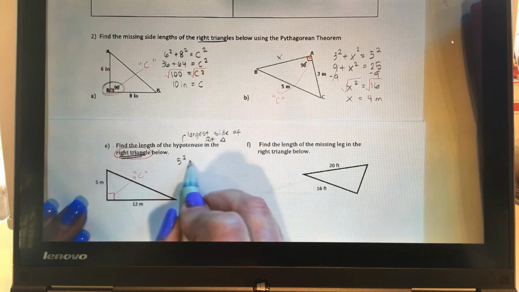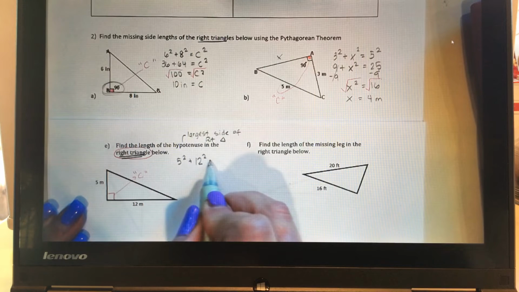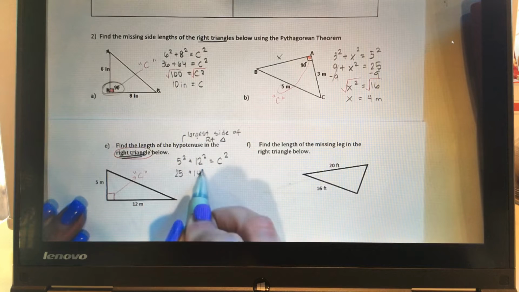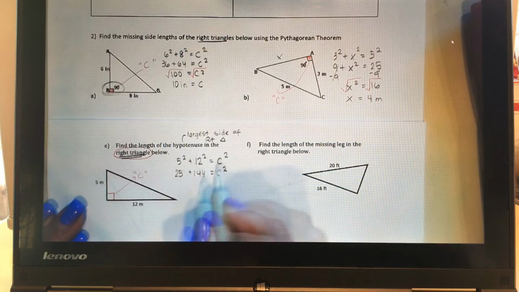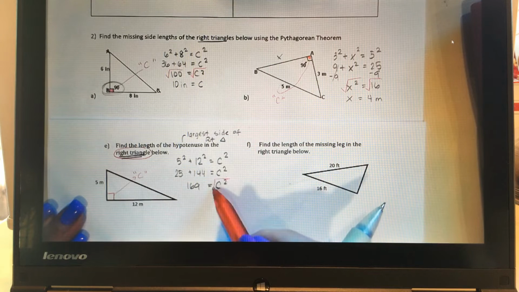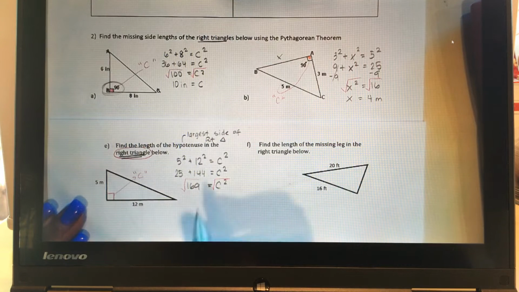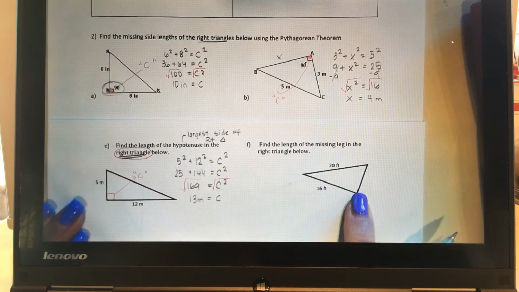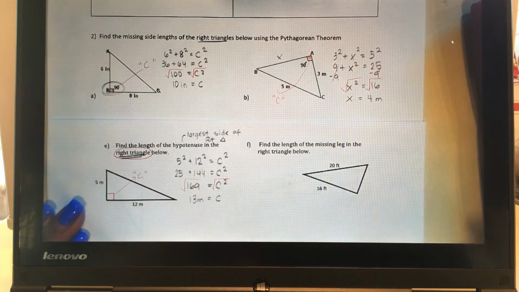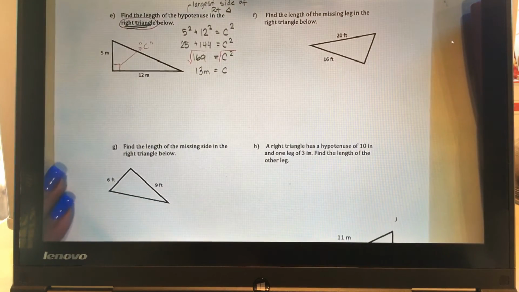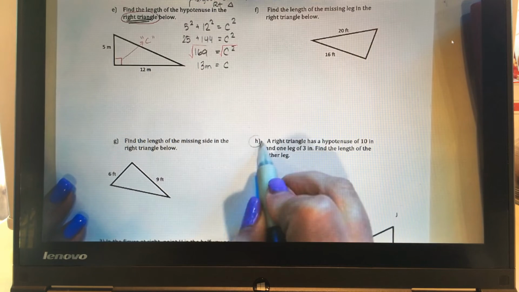Smallest side squared plus the medium side squared equals the longest side squared. So 25 plus 144. Here we've got two numbers to add together. And then to solve that squared equation, we'll square root both sides. And that gives us 13 meters as our value for C. Similar with F, we were told that it's a right triangle, so you could draw that in there. And then same thing, I'm going to scoot this paper here. Same thing with G. I'm going to take a look at example H next.